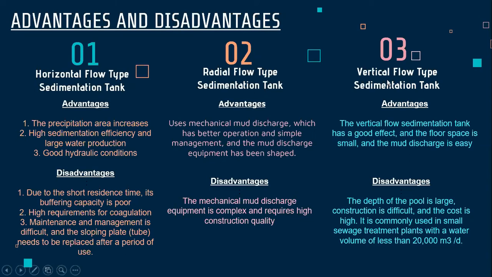The third one is the vertical flow type sedimentation tank. The advantage is that it has a good effect, the floor space is small, and mud discharge is easy. The disadvantages are that the depth of the pool is large, construction is difficult, and the cost is high. It is commonly used in small sewage treatment plants with a water volume of less than 20,000 cubic meters per second.